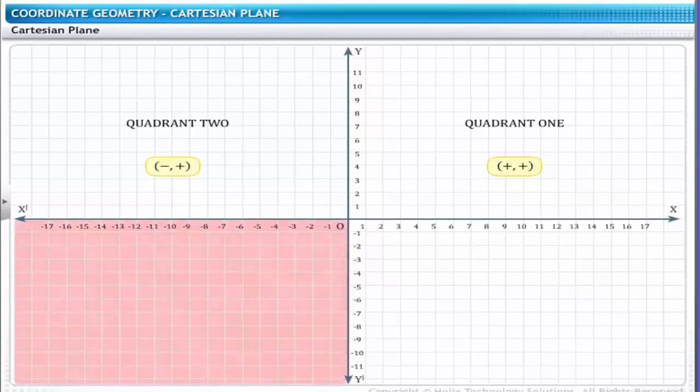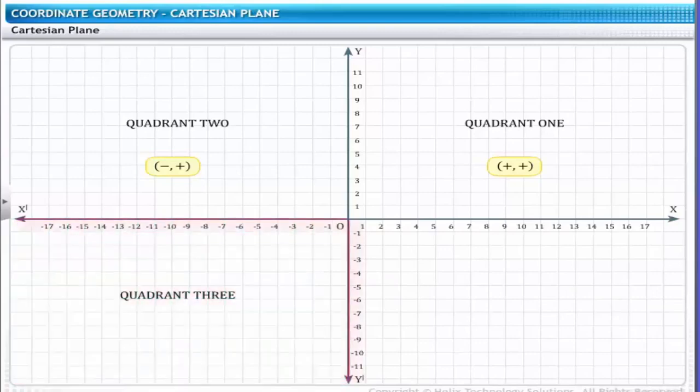X' or Y' is called quadrant 3. In this quadrant, X coordinates as well as Y coordinates have negative values. Thus, this quadrant is of the type minus, comma, minus.